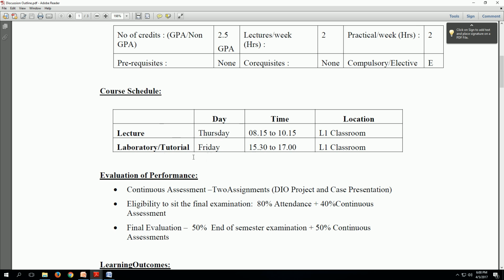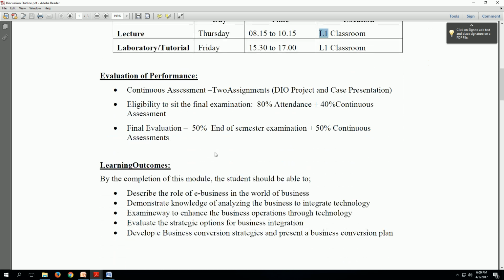Well, I'm not quite sure about the tutorial time, so this may not be entirely accurate, but we have the scheduled lecture on Thursday from 8 to 10, and I have to check the classroom too. The evaluation would be based on continuous assessment as well as the final paper, and the continuous assessment carries 50% of your total assessment. You would be mainly engaged in the project, which is called the Do It Online project, or DO project.